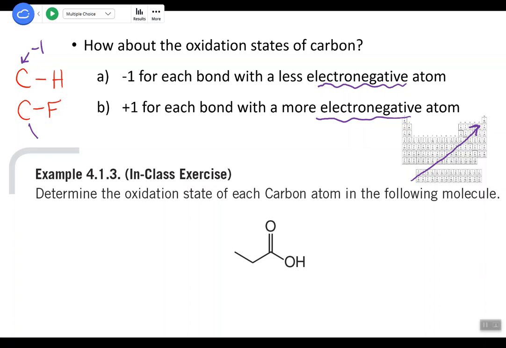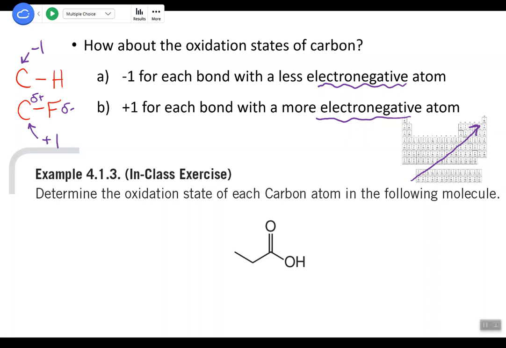Well, if carbon is bound to a more electronegative atom, like fluorine, fluorine hogs those electrons. Therefore, carbon is assigned a +1 oxidation number. Now, again, in reality, we know that fluorine is ever so slightly negative and carbon is ever so slightly positive. But for oxidation numbers, it gets a full +1. So let's look at this example here.